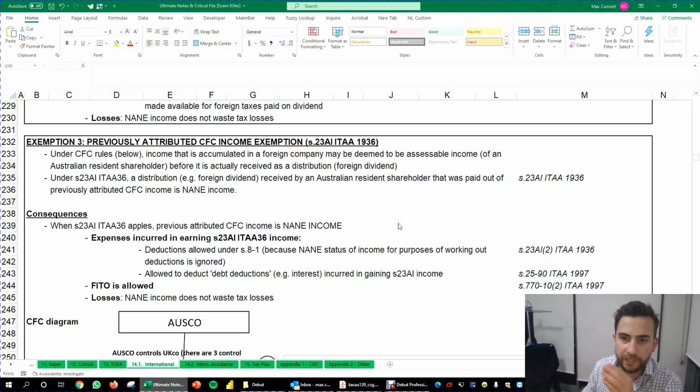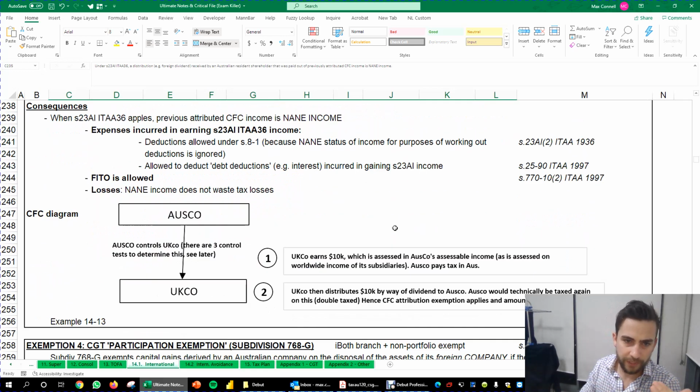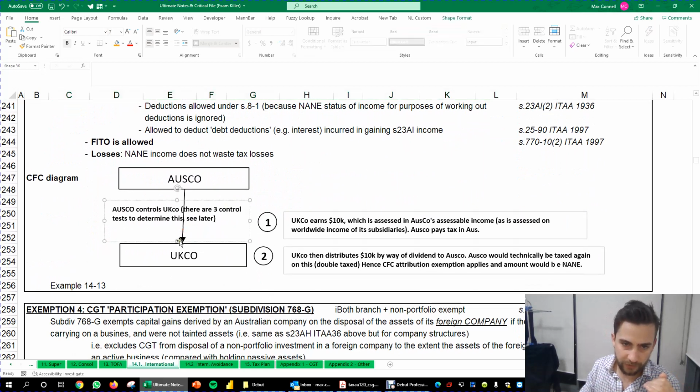So where this happens, the foreign dividend received by an Australian resident that was paid out of previously attributed CFC income is not assessable, non-exempt. And you're probably reading that sentence and going, what the hell does that mean? Because that's what I was thinking when I read it. But look at the below diagram in the notes. This will help explain it. So basically, this is the situation that they're talking about.